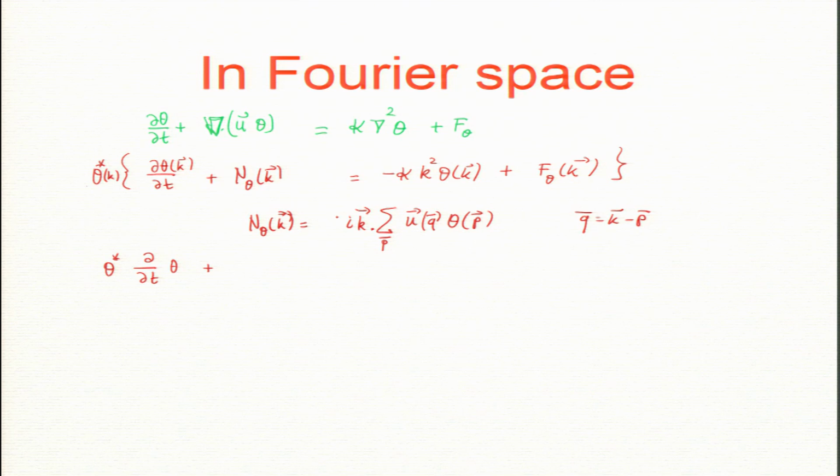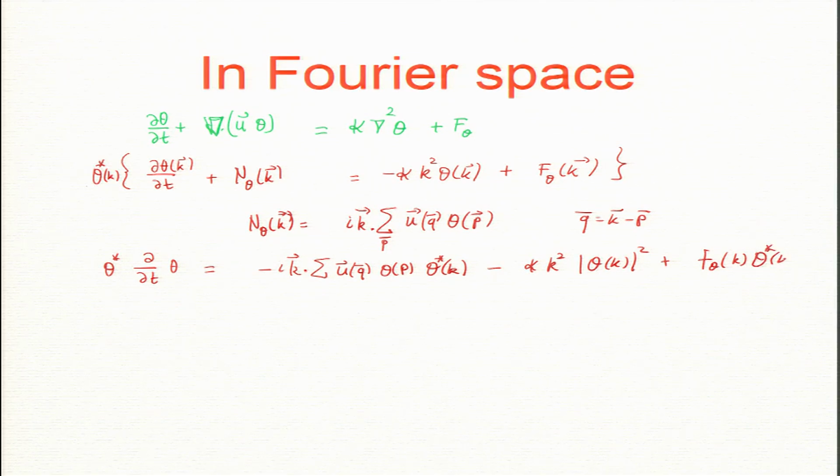So, I will take it to the right hand side. Okay, so let us take it to the right hand side, this is n theta. So, minus I k dot u q theta p theta star of k, and the other term is minus kappa k square mod theta k squared, and the fourth term is f theta of k theta star of k. Add complex conjugate to this.